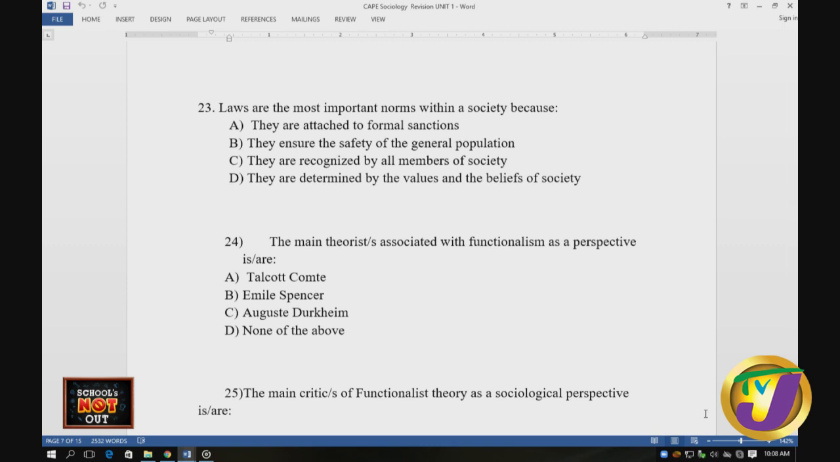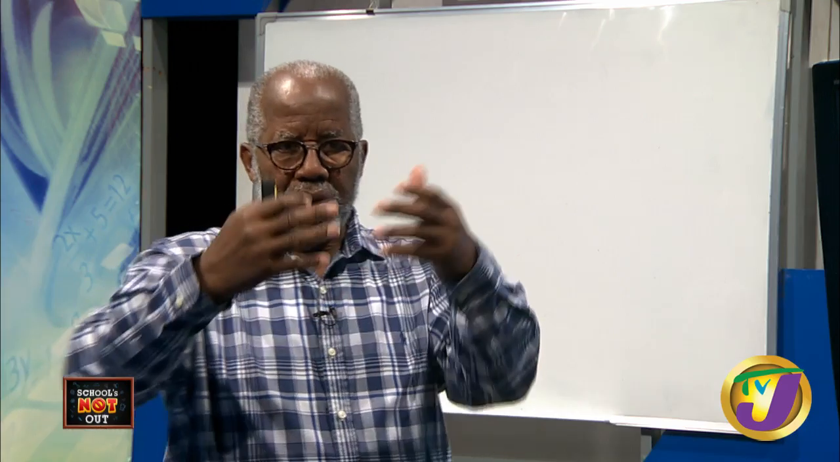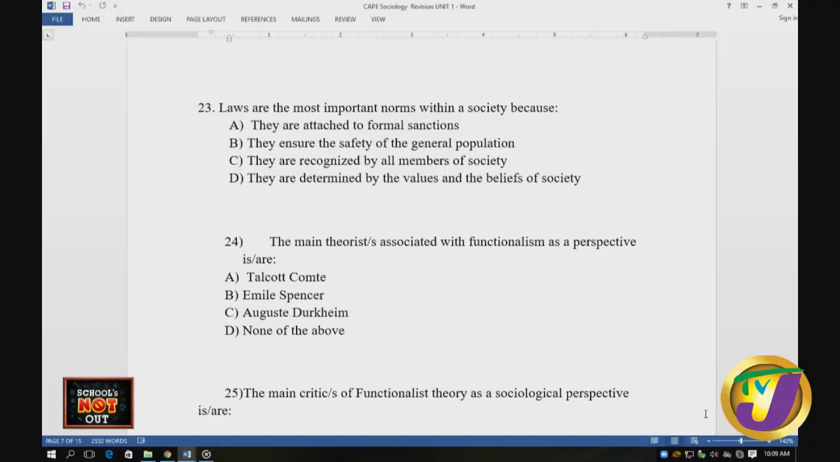And so 23, laws are the most important norms within a society, because here it is now, we're going back to culture, but laws are a peculiar part of our culture because laws are codified, and laws, if you break them, you can end up in prison and so on. So laws are the most important norms within a society because they attach to formal sanctions. That sounds correct.